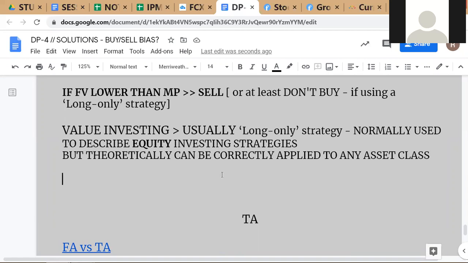Let's put it this way. There's a guy called Howard Marks. You should look him up on YouTube. He does a lot of interviews. So he runs a firm called Oak Tree Capital.